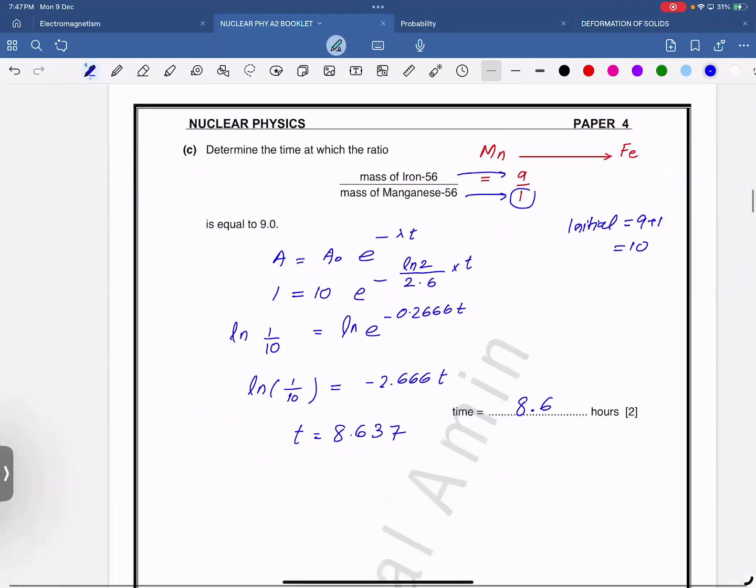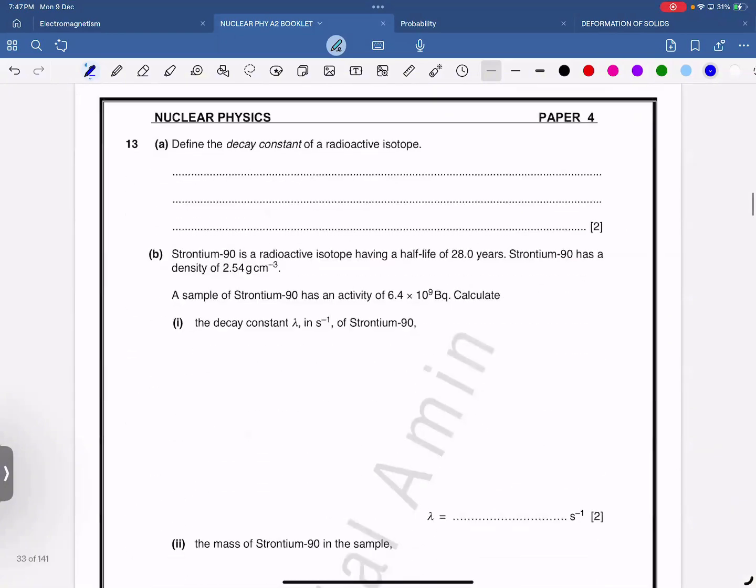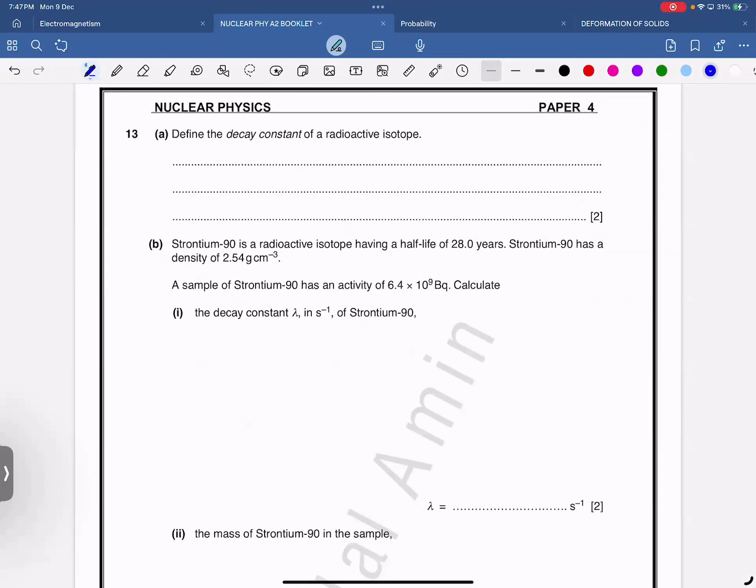Next question, my dear students. Define the decay constant. Decay constant is lambda. You should know how we define lambda. Can anyone define? Probability of decay of a nucleus, or any individual nucleus, per unit time.